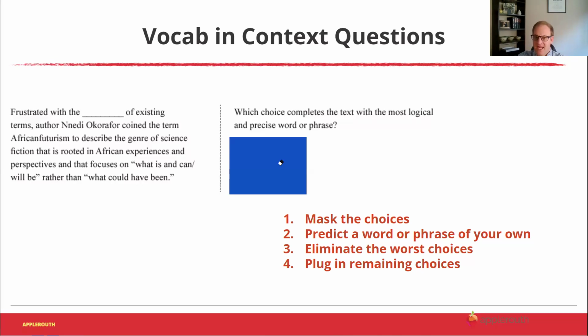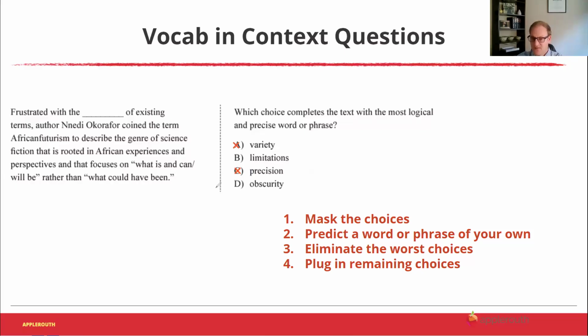Then we bring the answers back and eliminate the ones that definitely do not work. So like here, he wouldn't be frustrated with the variety or the precision. That's a positive word. If they're precise, this author wouldn't be frustrated. We're down to 2. Some people don't know what obscurity means, which doesn't mean we cross it out. It just means we test limitations first. And this is a word we know, and it really does work. Frustrated with the limitations of existing terms, that's great.